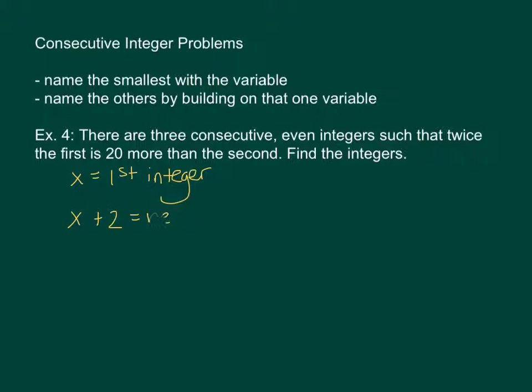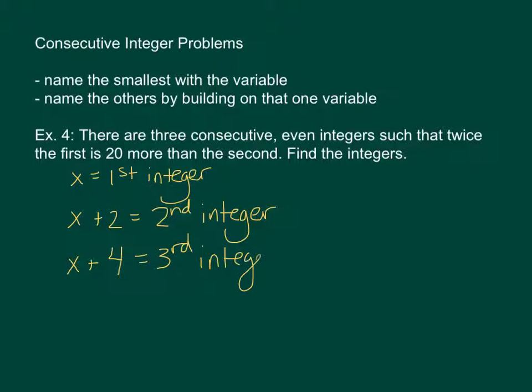All right, let's say second. Second integer, x plus 2. And the third one would be x plus 4. So we add 2 or 4 when we're dealing with consecutive even, definitely. And actually also when you deal with consecutive odd, because odd numbers, remember, are 2 apart.